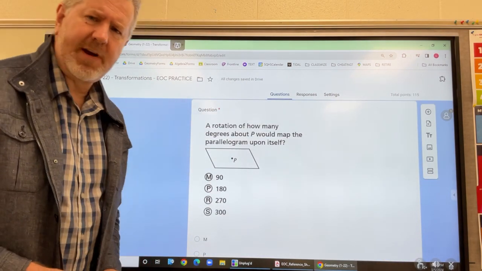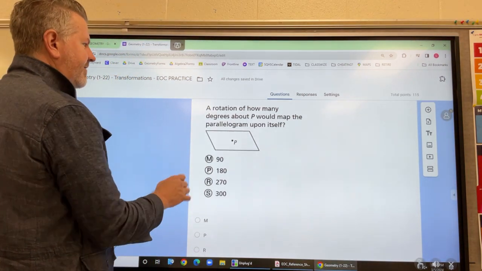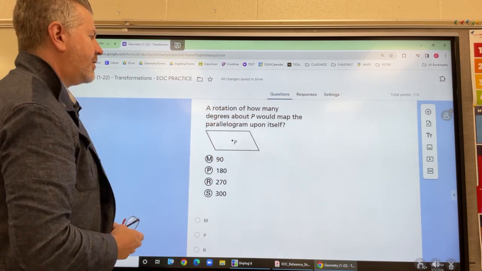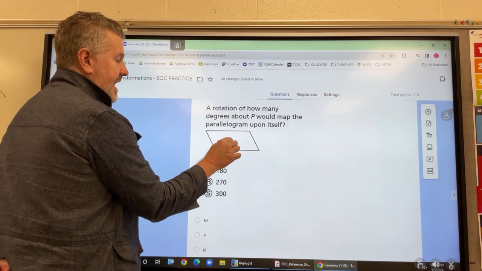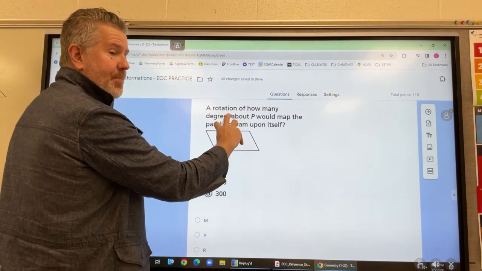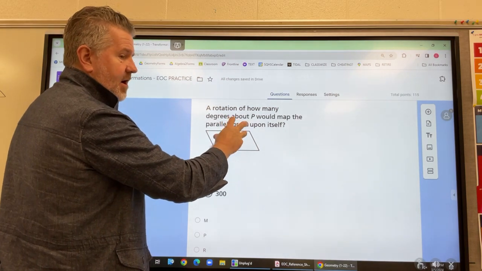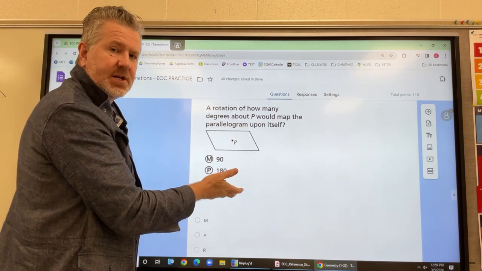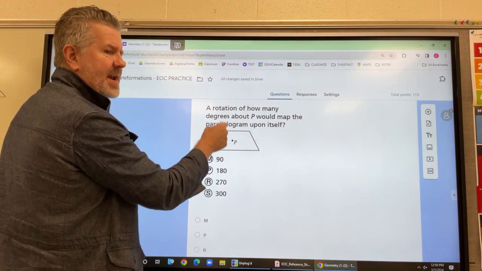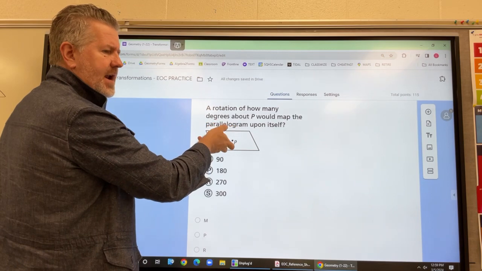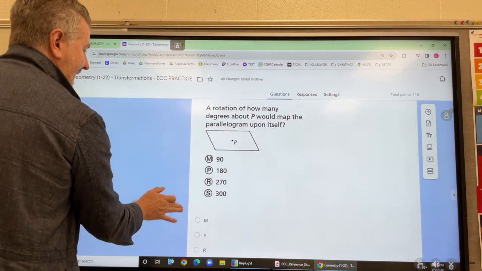So the rest of these go fairly quickly, so it won't be quite as much involved mapping these things out. So a rotation of how many degrees about P would map the parallelogram on itself? Picture it being like a paper with a tack right here. If we were to turn that thing around, at what point would it match itself? You can tell that if we went 90 degrees, it would be up and down. If we went another 90 degrees, it would map back onto itself. So we're going to call that 180 degrees.